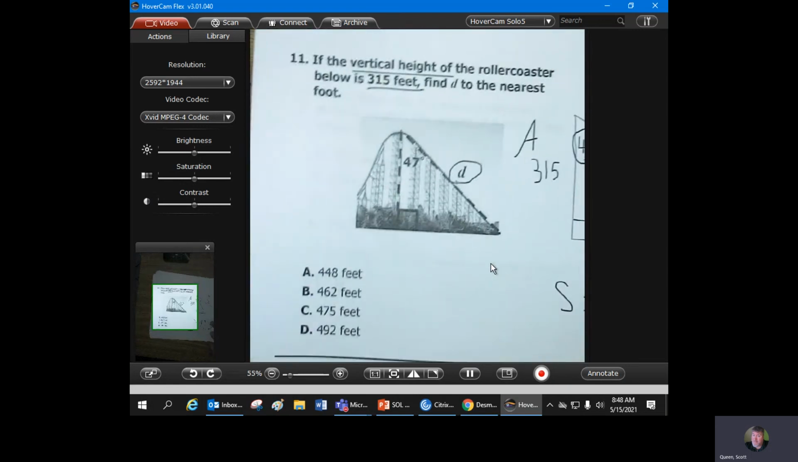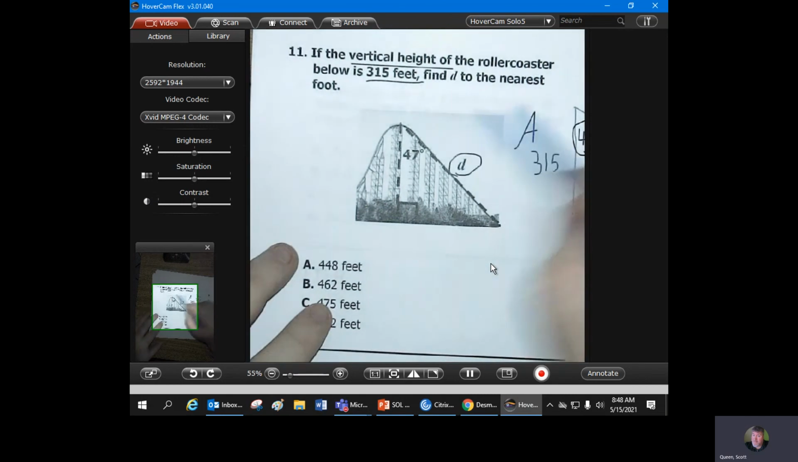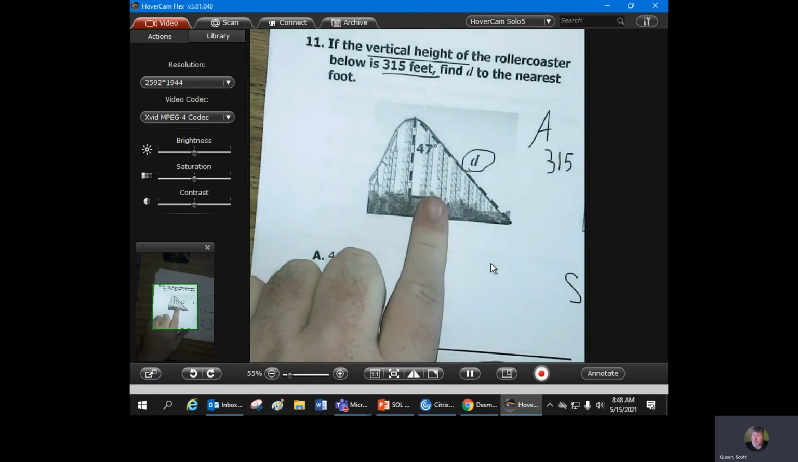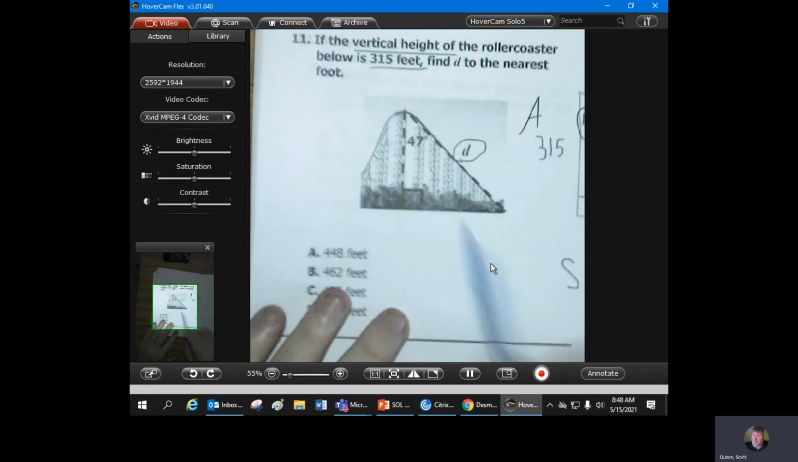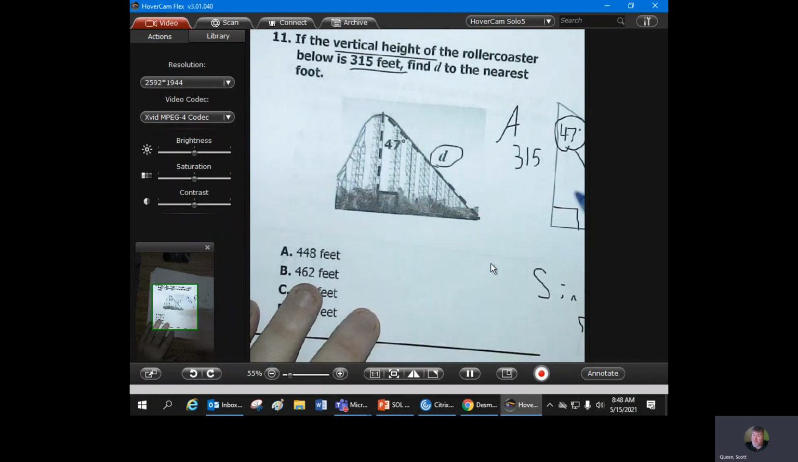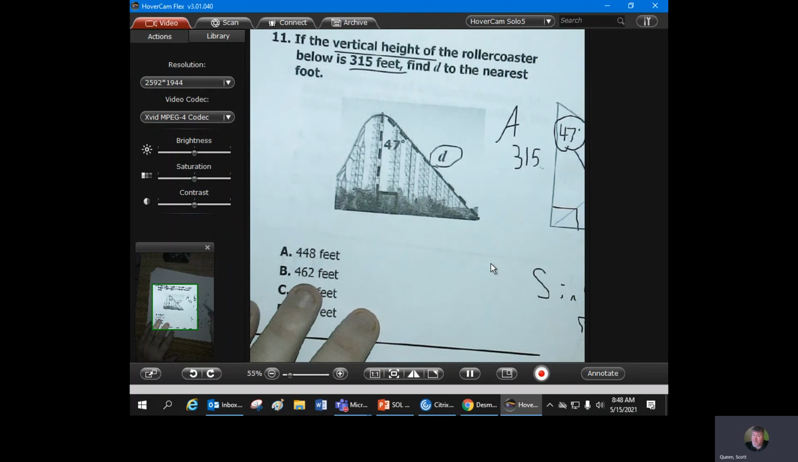Okay, more trig stuff. I actually like trig. All right, so we got this roller coaster here. It said if the vertical height of the roller coaster below is 315 feet, find D to the nearest foot. Now I'm not a big fan of these pictures like this. I can't see them very well, so I just draw a right triangle out to the side. It said I got 315 feet, meaning vertical straight up, so that means this is my 315. And I'm trying to find D, which is going to be the hypotenuse across from the right angle. So I'm going to put an X there, okay? That's why there's an X here.